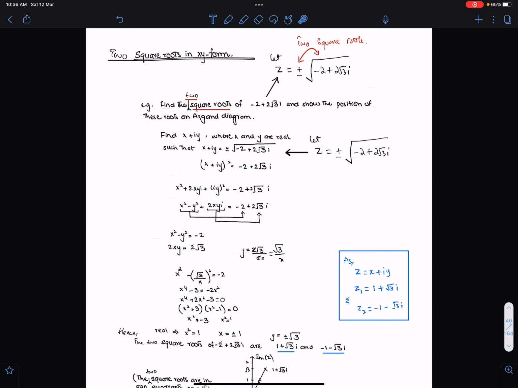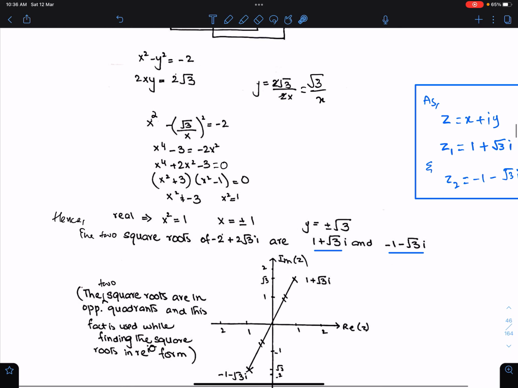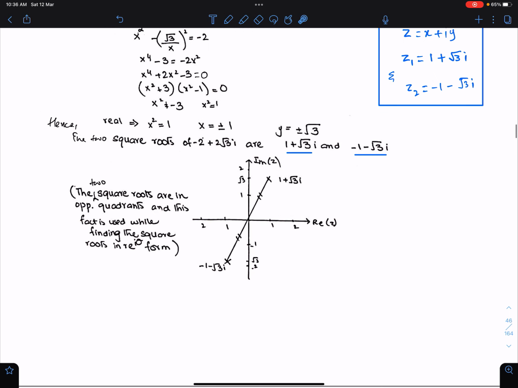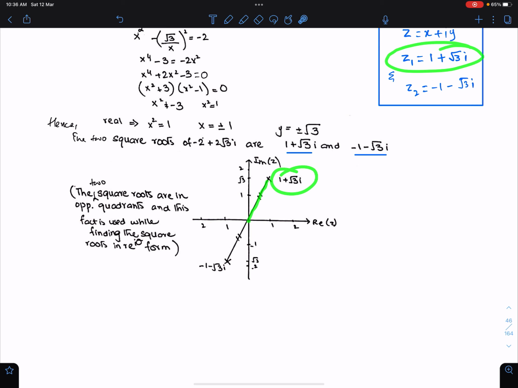The second part of this question is show the position of these roots on Argand diagram. This is very simple. We just need to sketch these two on Argand diagram. So this is root 3 and this is 1. Root 3 is approximately 1.7. So this is root 3 and this is minus root 3. So this is the first root, 1 plus root 3i.